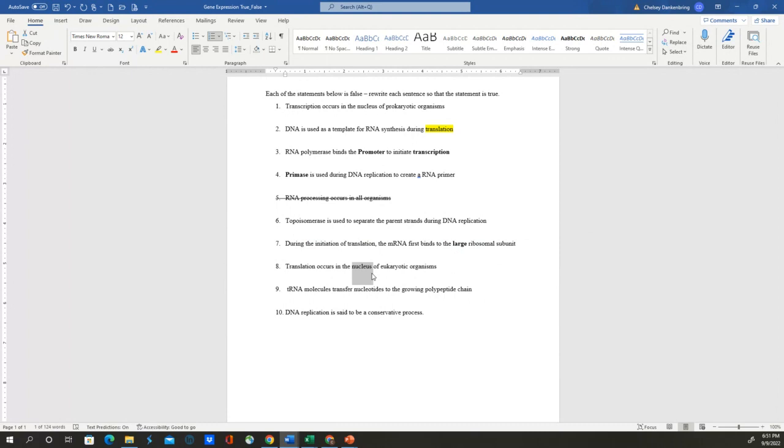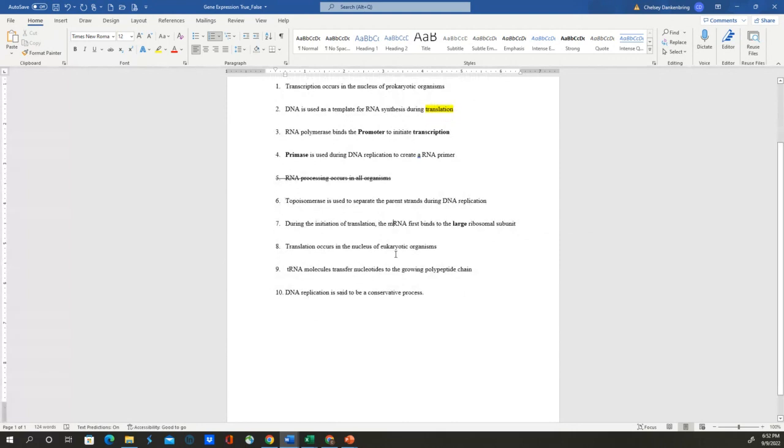Because exactly, translation, the goal is to make proteins. So we start with RNA and we end with protein. Well, in order to make proteins, we need the ribosomes, right? Ribosomes aren't in the nucleus. They're out in the cytoplasm, outside of the nucleus. All right, y'all are doing awesome.